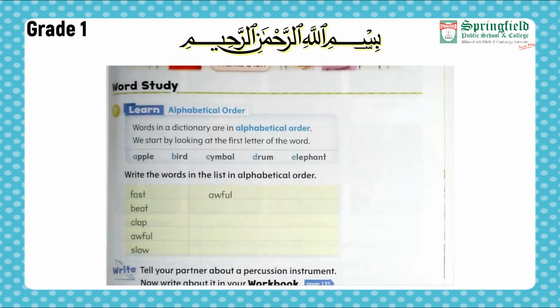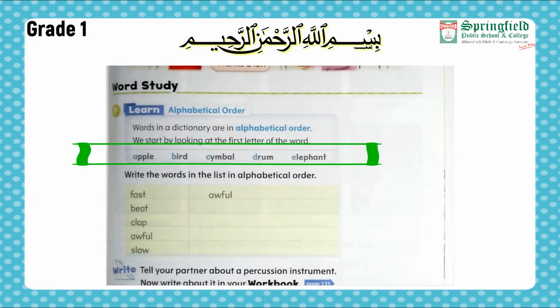So words in a dictionary are in alphabetical order. You have consulted a dictionary, right? If you take a closer look, you will find that the words written in the dictionary are in alphabetical order. So we start by looking at the first letter of the word, alright? If we have different words, we are going to look at the first letter of each word. As you can see over here, the examples have been written for us: apple, bird, symbol, drum, elephant.